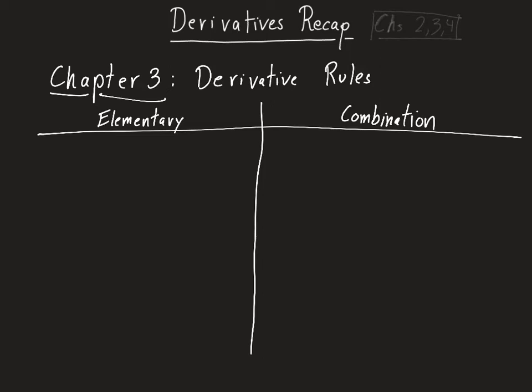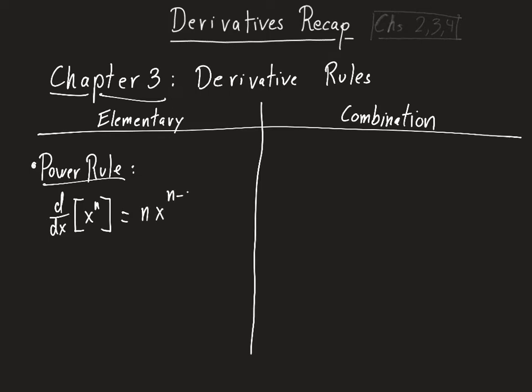I do, however, want to do a quick overview of all of the rules that we did cover in Chapter 3. And I split these up into two categories: the elementary rules about specific types of functions, and the combination rules, which tell us how to mix and match those together. In the elementary rules, we have first off the power rule. The power rule for derivatives tells us that the derivative of x to the power n is equal to n times x to the power n minus 1. That is what the power rule tells us.